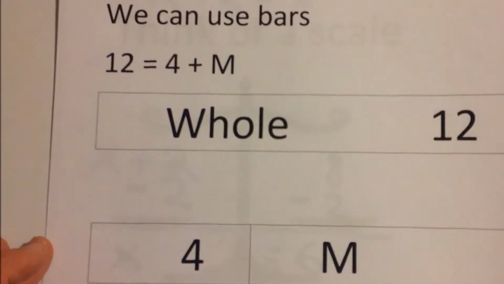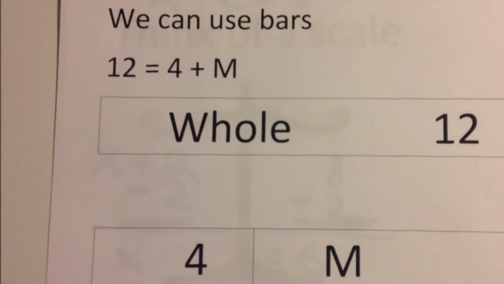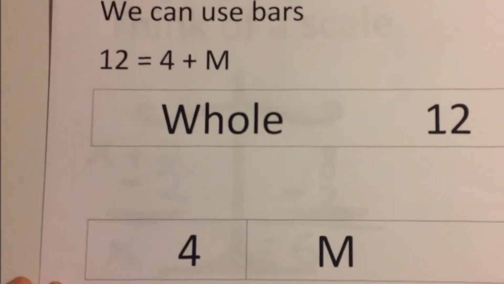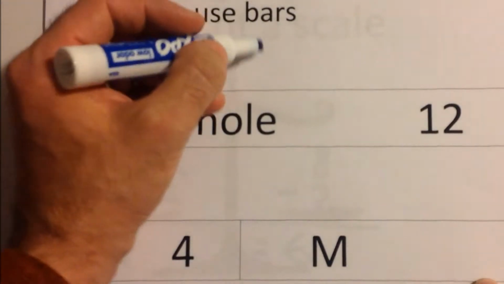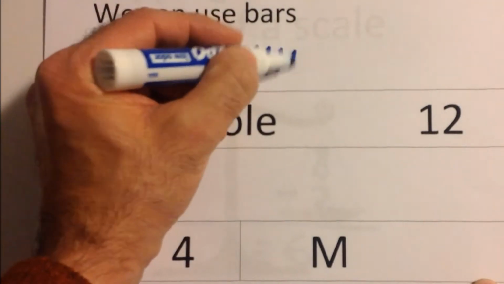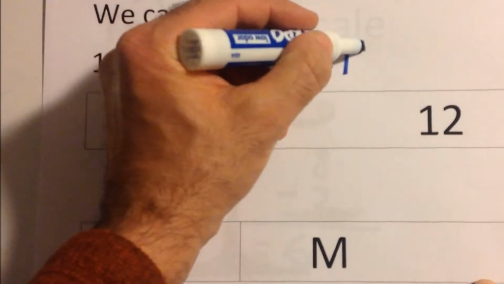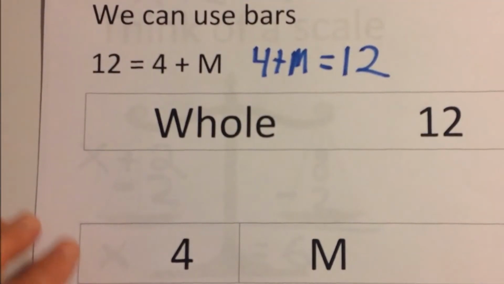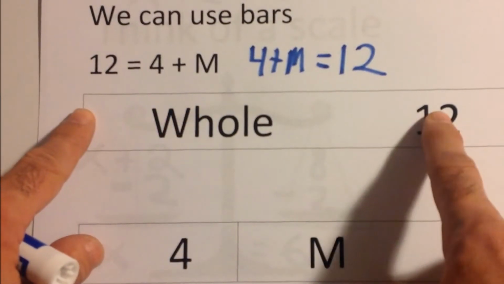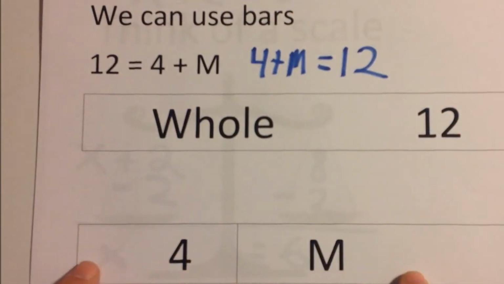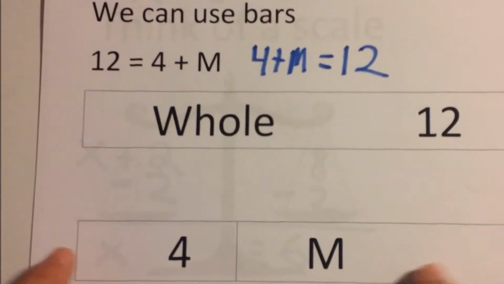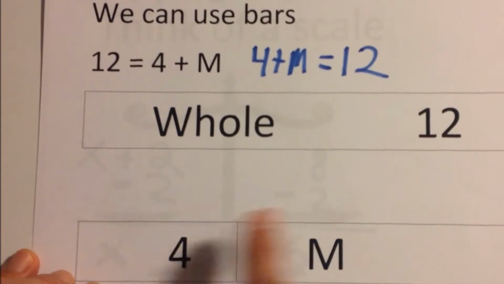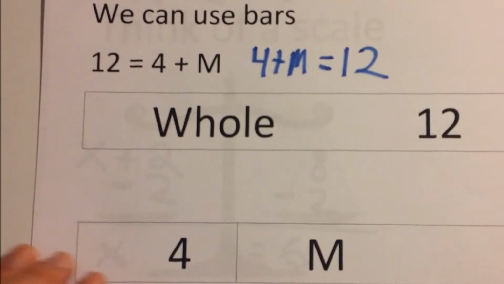And here's an example. Okay, let's say we have 12 equals 4 plus m. Okay, now we can also have this as 4 plus m equals 12. Doesn't matter how we write it. When we use bar models, we're going to put the whole amount on top. And on the bottom, we're going to put what we need. We have a 4, but we're missing the m. So let's draw this.